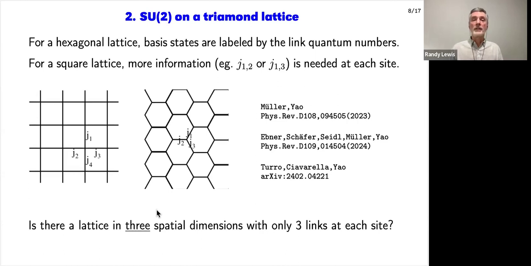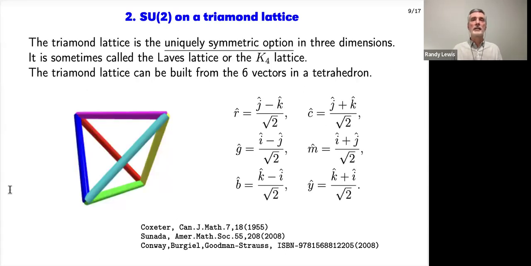So what can we do in 3 dimensions? Is there a nice solution? And it turns out that there's really a unique option that maintains maximal symmetry in a certain sense and fills 3-dimensional space while keeping just 3 gauge links touching each site. And that's the triamond lattice, or it goes by the name of Laves lattice or K4 lattice. It's called various things. One way to think about it is to start with a tetrahedron.